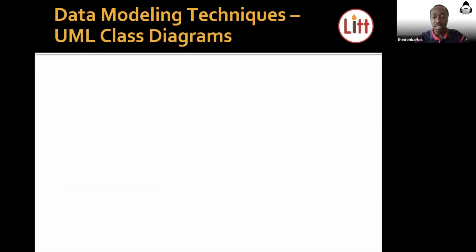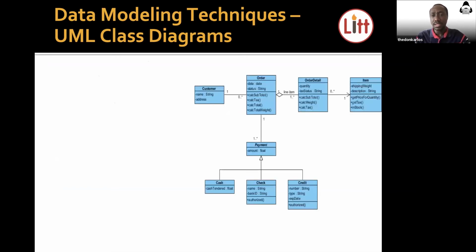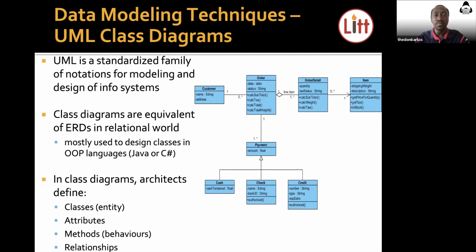This now leads us to another type of approach, which we call the UML class diagrams. It looks like this. It's visual. It gives you a visual depiction of how the entities are linked to each other. And so it gives you the entities, the attributes. Then one peculiar thing about the UML is it gives you the methods, or what you call the behaviors or the operations that those entities would perform. Then it looks at the relationships also. UML generally is a standardized family of notations which is used for modeling and designing of information systems.